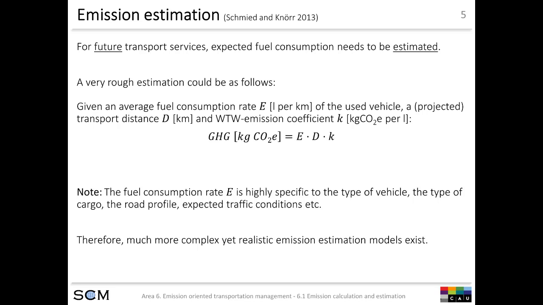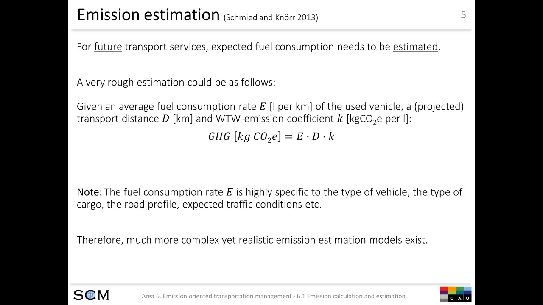Given an average fuel consumption rate E, measured in liters per kilometer of the used vehicle, a projected transport distance D of the transport process that we are looking at, and a well-to-wheel emission coefficient K that expresses the amount of carbon dioxide equivalents per liter of fuel. The emissions resulting from such a process would then be calculated from multiplying the fuel consumption rate E by the projected transport distance and the well-to-wheel emission coefficient.